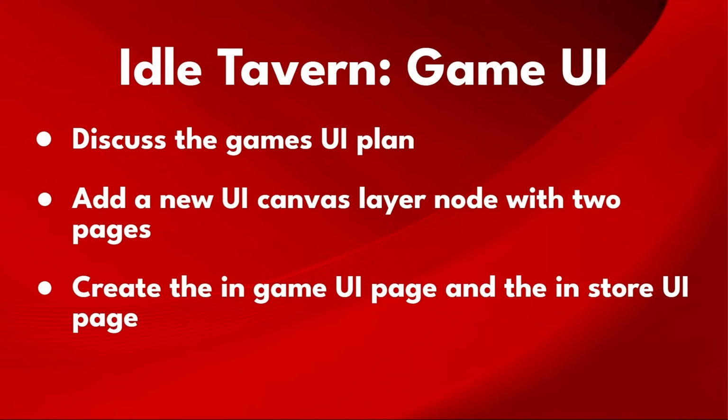All right, in this section, we're going to go ahead and get started creating the game's UI. We're going to first discuss the game UI's plan. We're then going to add in a new UI canvas layer node with 2 pages. After that, we're going to create the in-game UI page and the in-store UI page. Now let's go ahead and jump right in.